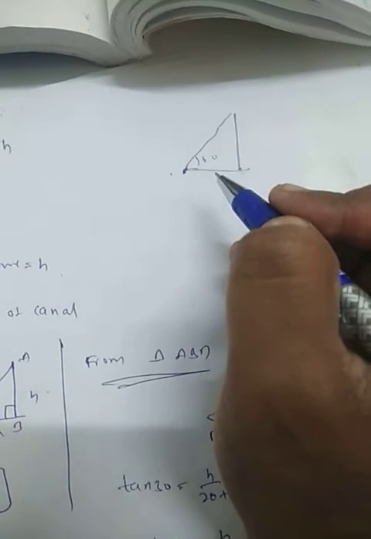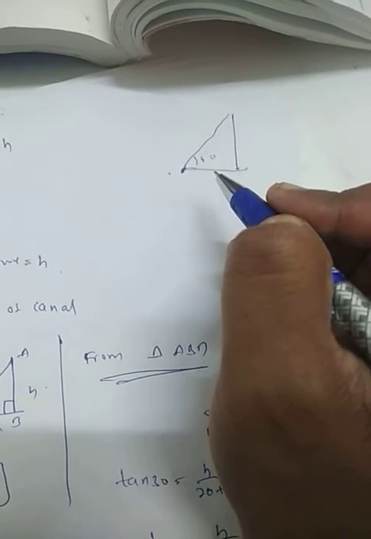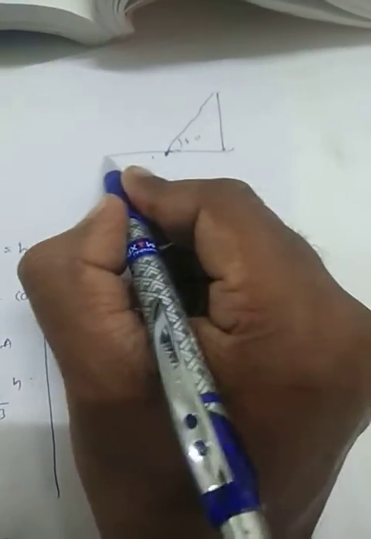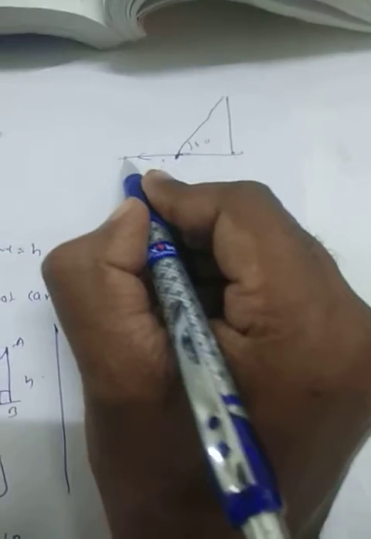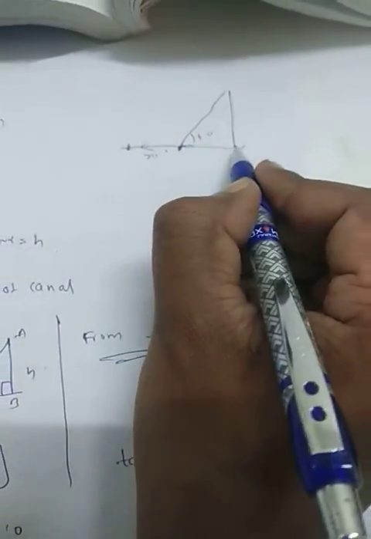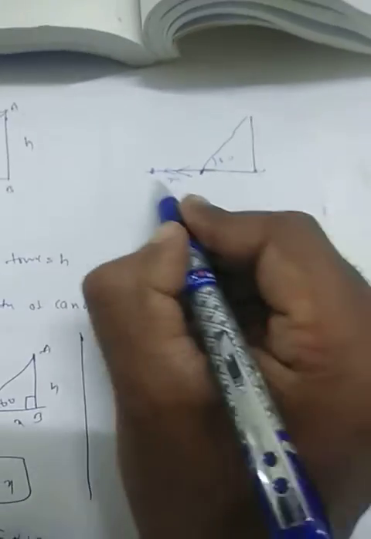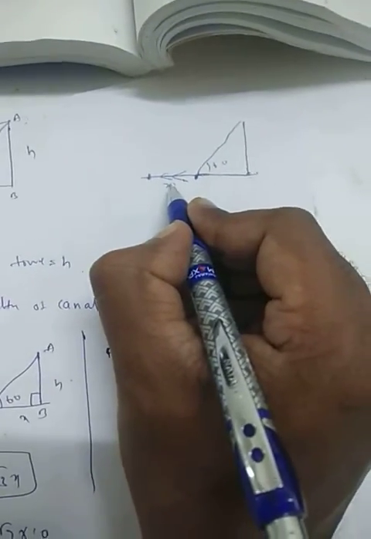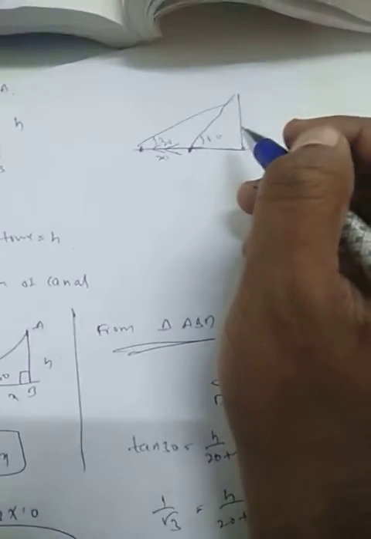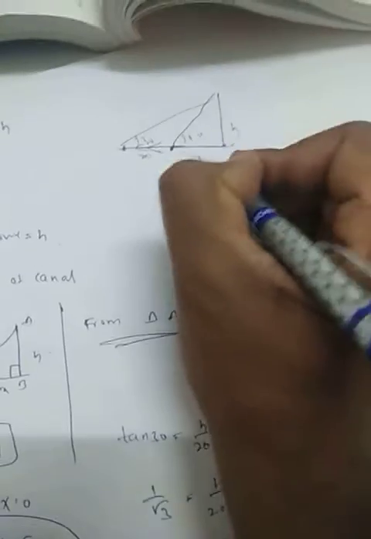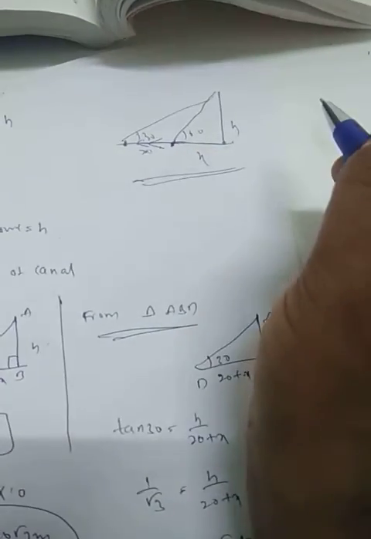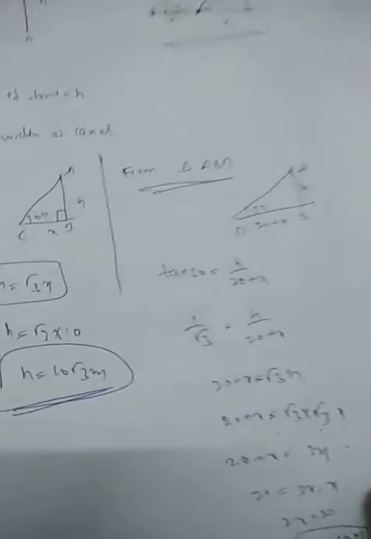Next, what they have mentioned, from a point 20 meters away from the point on the line joining the point to the foot of the tower. So this is the foot of the tower, this is the line joining of that. So this will be 20 meters. The angle of elevation of the top of the tower is 30 degrees. So this is about the figure. And find the height of the tower and the width of the canal. So how we are going to frame the question? In this way we are going to frame the question, and the procedure will be same.